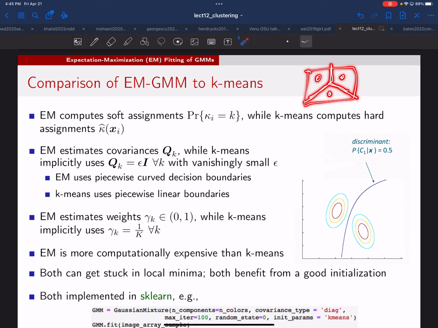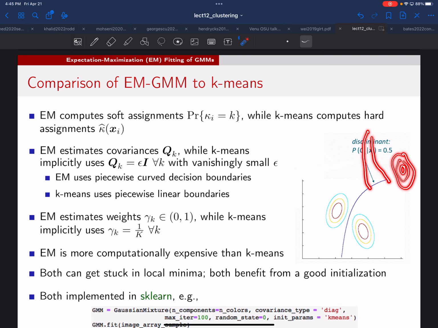For example, if you have those centroids, those Voronoi cells, they all have linear edges. But when you do EM and your covariances are different, what's interesting is the boundaries are no longer lines. They're actually curves, but piecewise curves. Maybe if I had another one over here, you'd probably have one like here. Up to here is one curve, and then this is another curve. So piecewise curved. So it's more interesting boundaries than k-means.